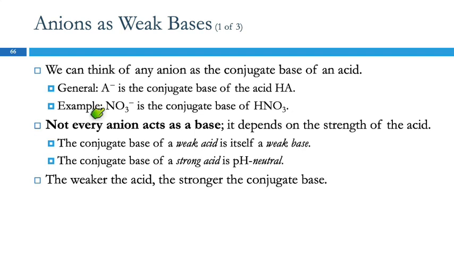Well, not every anion is going to act as a base. And this is because if this anion is the conjugate base of a strong acid, then there is no equilibrium and it cannot act as a base. So the conjugate base of a weak acid will act as a weak base. The conjugate base of a strong acid is going to be pH neutral. The weaker the acid, the stronger the conjugate base.